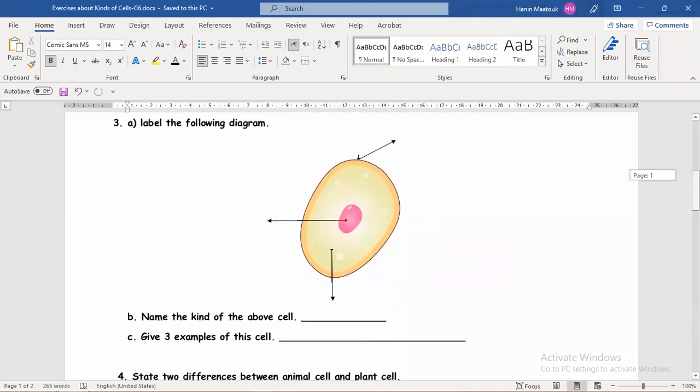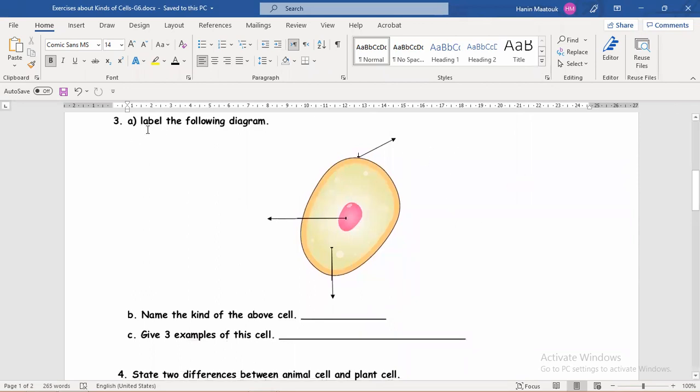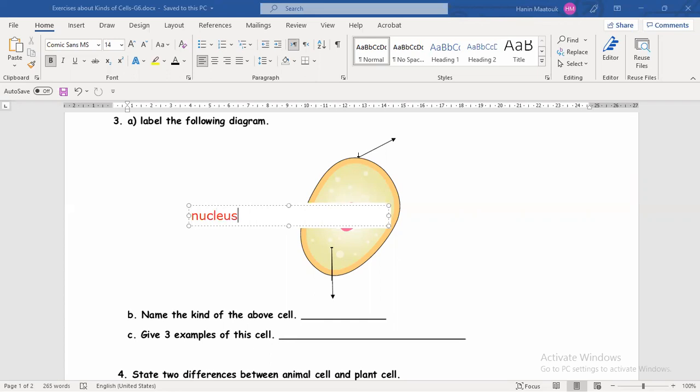Label the following diagram. We have a picture and once we have the action verb label, that means we have to write the name of some parts that they are showing us. First, we have this diagram and it is clear that it's a cell and we will fill in the names of these parts. We will start with the first one, the circle or the part that is at the center of the cell. Usually, or always, it is the nucleus.